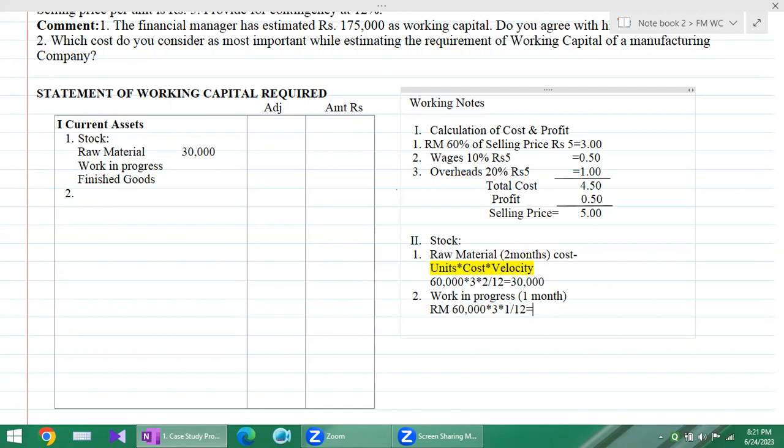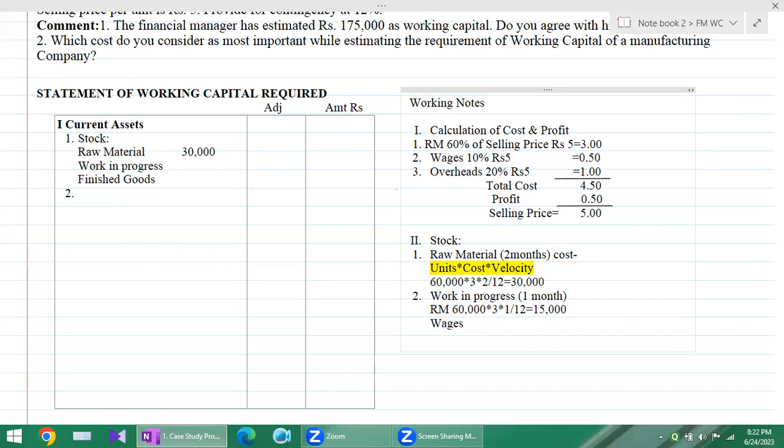Okay, it is 12 is equal to 60. How much do we get here? 60,000. Do it and tell me. 60,000 into 3 and divided by 12. The answer you get is 15,000. Clear? 15,000. This is not work in process. This is raw material.